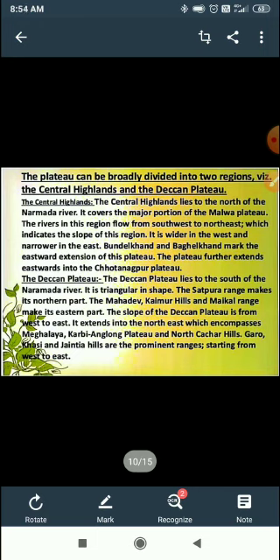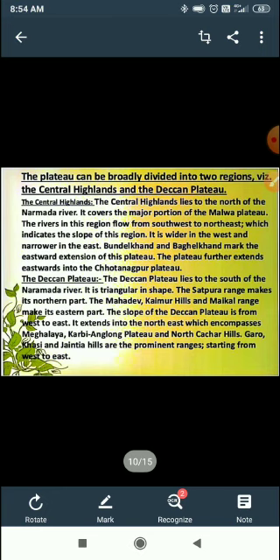Now, the Central Highlands. The Central Highlands lie to the north of the Narmada River. As you know, one river flowing in our country India has its origin in MP, and from there it flows past Gujarat and after that into the Arabian Sea. So the Central Highlands lie to the north of the Narmada River. It covers the major portion of the Malwa Plateau. The rivers in this region flow from southwest to northeast.